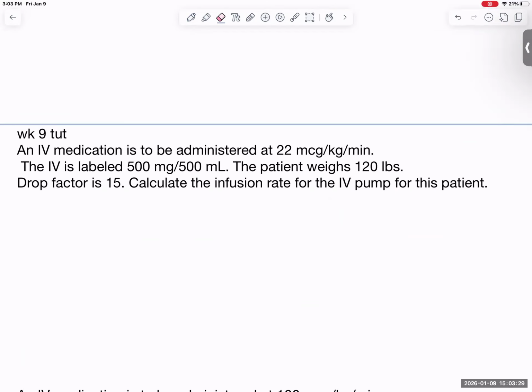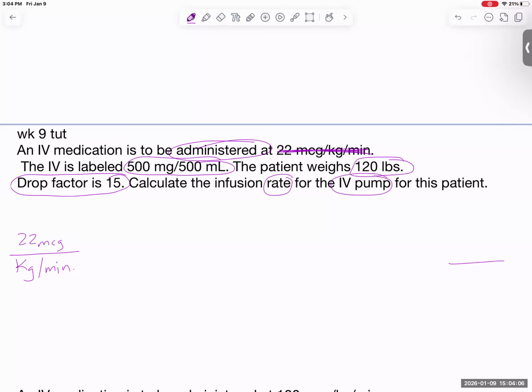An IV medication is to be administered at 22 micrograms per kilogram per minute, with a drop factor of 3. I know that's my given because the doctor said to administer it that way. The IV is labeled 500 milligrams in 500 milliliters. I have a patient weight, I have a drop factor, and then I have what it wants: calculate the infusion rate for this IV pump. So please tell me what my wanted is.